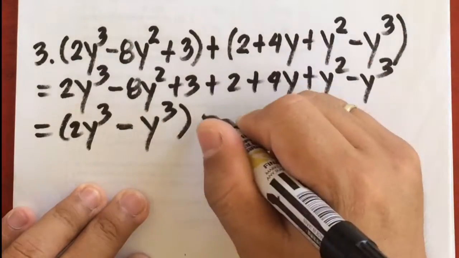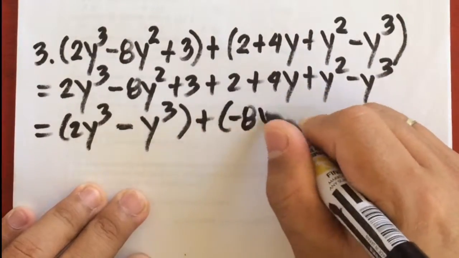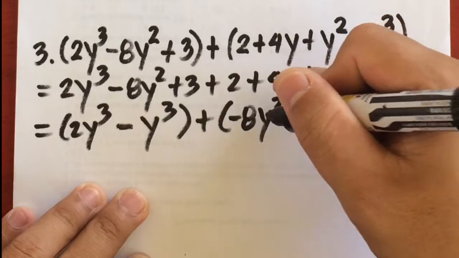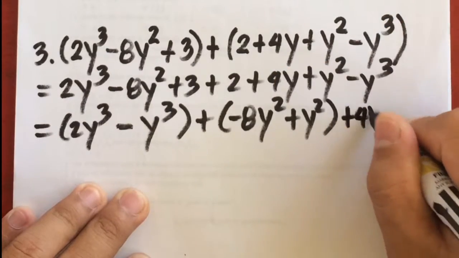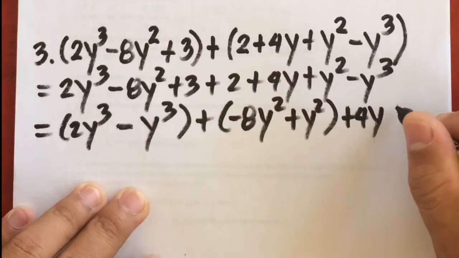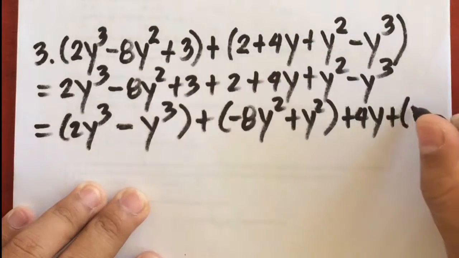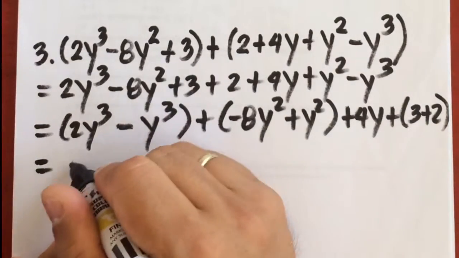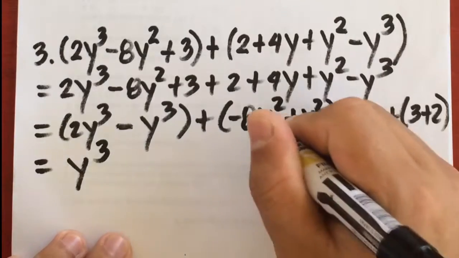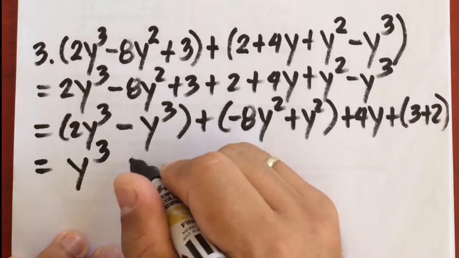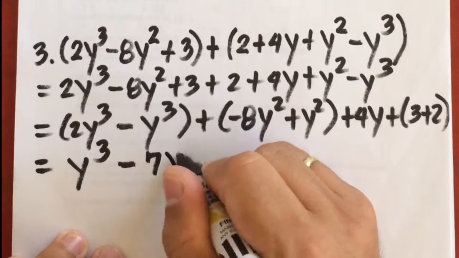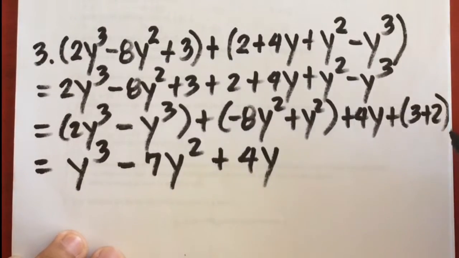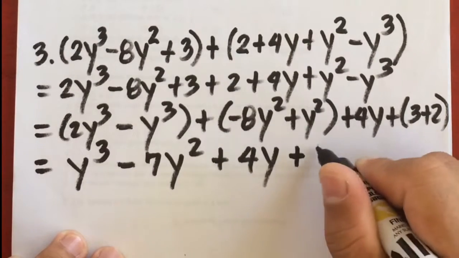Then for squared, we have plus negative 8y squared plus y squared. Then we have here 4y, so plus 4y. Then you have here 3 and 2, so we're going to have plus 3 plus 2. So 2y cubed minus y cubed, that will be y cubed. Then negative 8y squared plus y squared, that will be negative 7y squared. Then we're going to have plus 4y, then 3 plus 2 is equal to 5, so plus 5.